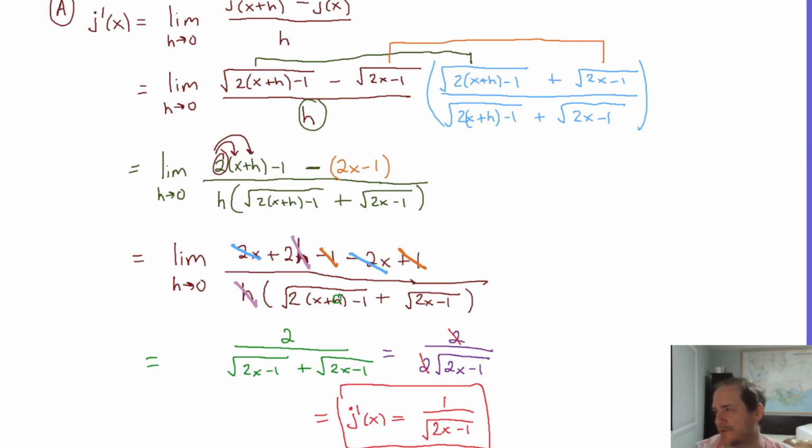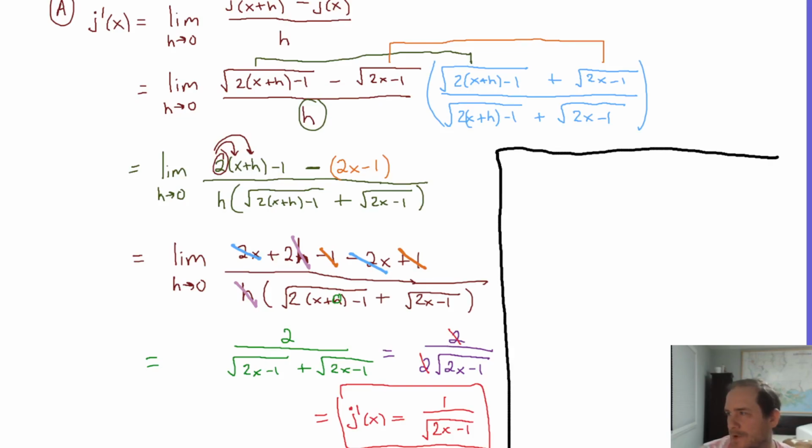So now we can go back and do everything else. So that's all part A. Let's get down to part B. In part B, we're just looking for the coordinates of the point of intersection.